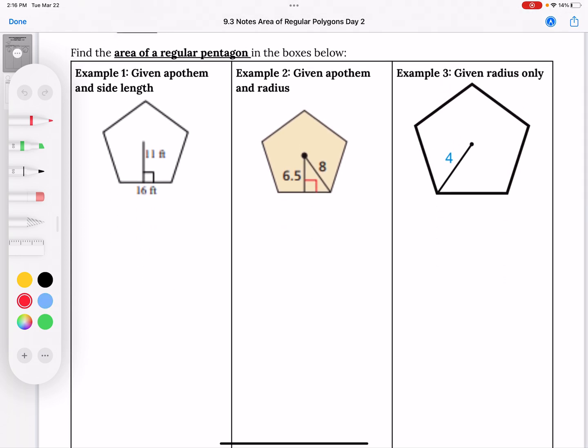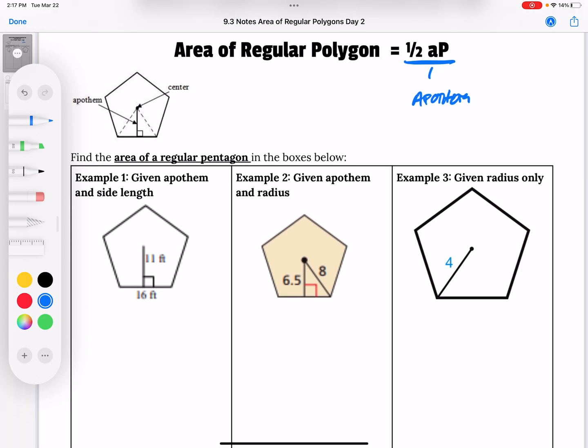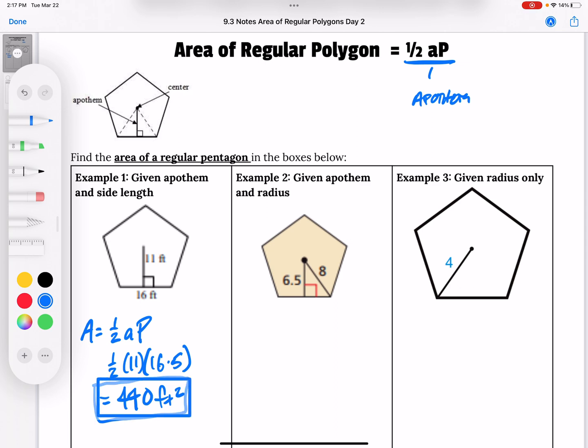All right, so recall from yesterday we talked about the area of a regular pentagon is 1/2 AP, where little a is the apothem, and of course P is perimeter. So, given the apothem and the perimeter, it is quite easy. We just say A equals 1/2 AP. So 1/2 our apothem of 11, and our perimeter is 16 times 5. So this gives us 440 feet squared for the area of this guy.